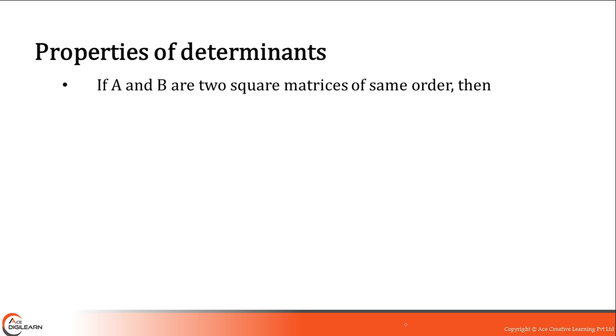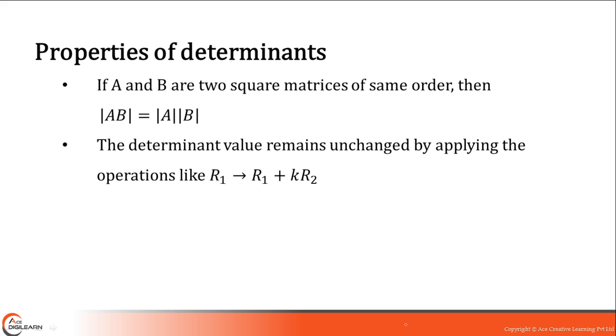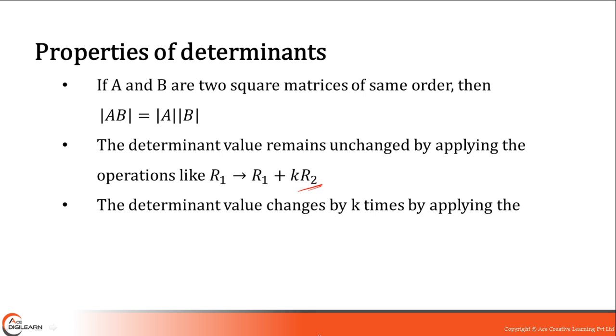Next, if A and B are any two square matrices of the same order, then we can write det of AB is equal to det A into det B. And the determinant value remains unchanged by applying operations like R1 implies R1 plus kR2. But the determinant value changes by k times by applying operations like R1 implies kR1 plus R2.